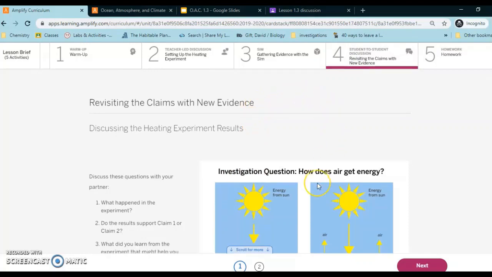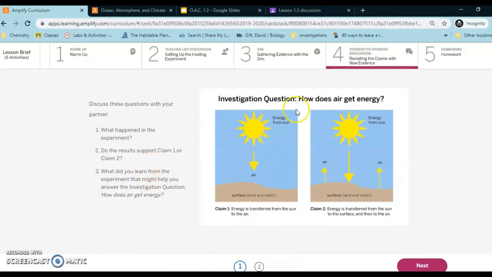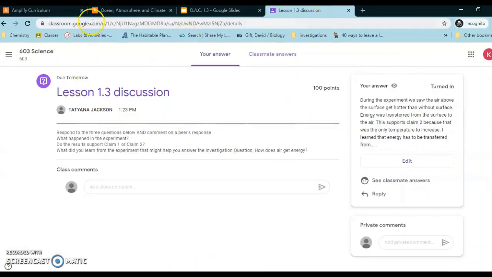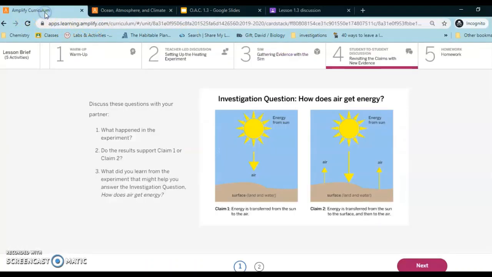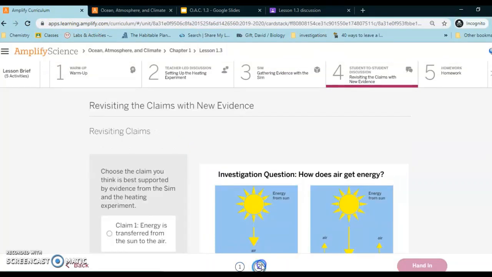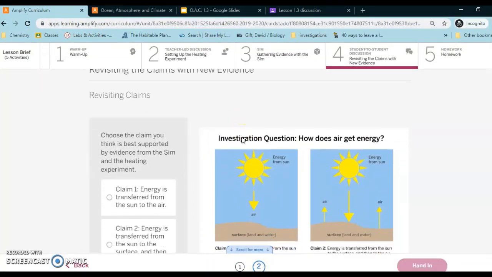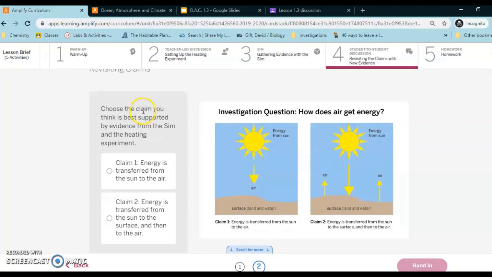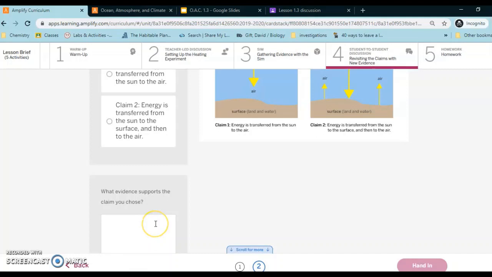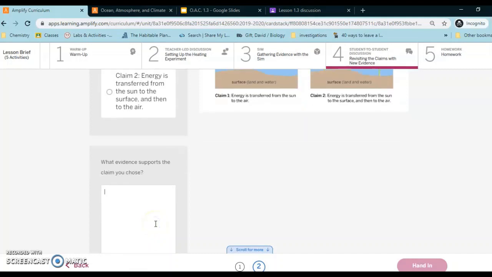We've already completed this first part here on Google Classroom. So boom, if you completed this here, you're already done. You already got some points in the bucket. Perfect. So now let's hit next. So we're going to revisit our claim. You're going to choose which claim do you think is best supported by evidence, claim 1 or claim 2. And you're going to tell me what evidence supports the claim. So you can either use the sim, you can use the experiment we watched. You're going to make sure you answer all of that. And then you're going to hit the hand in button.